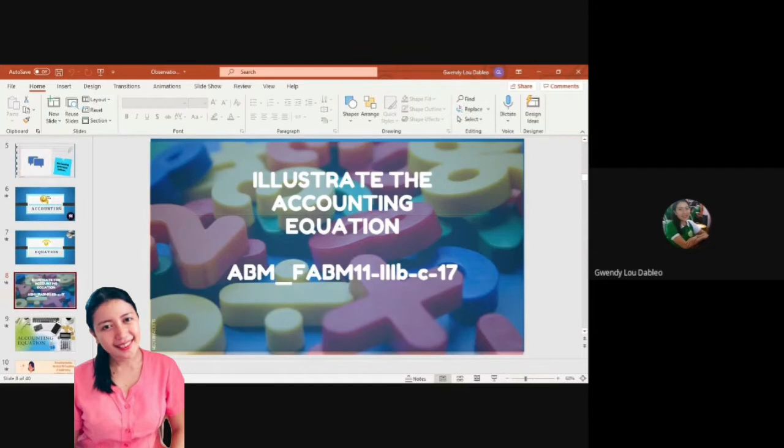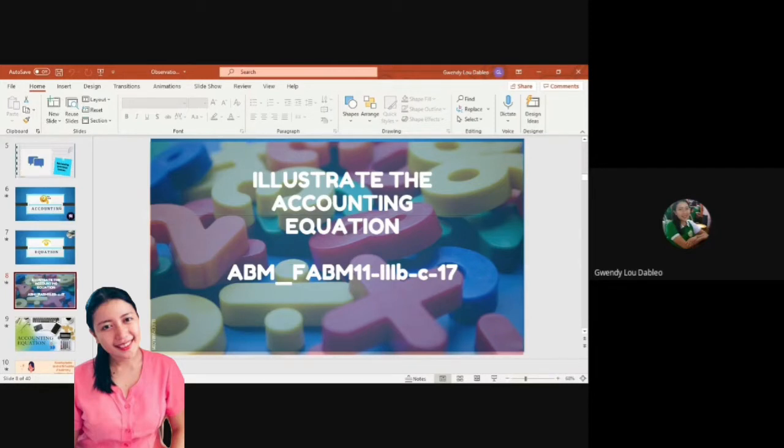Our lesson this morning is to illustrate the accounting equation. What is the accounting equation? But before we answer the question, let us be reminded that as business enthusiasts, it's important to understand information about the business's finances. One important thing to look at is the accounting equation. Why is it important? In order to calculate the assets, liabilities, and equity of the company.